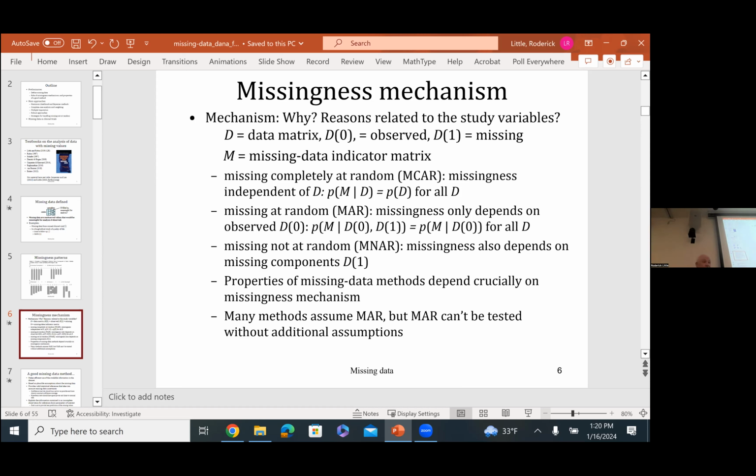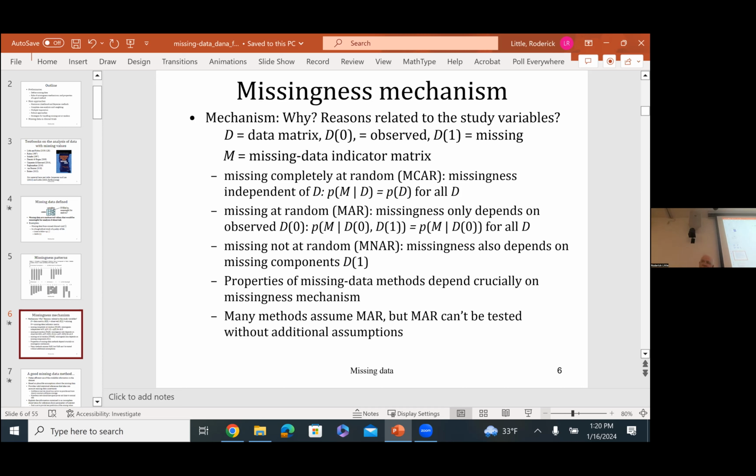So if you have age, or treatment assignment, or gender, and those variables are observed, then missingness is allowed to depend on those variables. So missingness can vary across treatment groups, for example, because that's a fully observed variable. But it can't depend on, say, the outcome, because that might be missing for the cases that are missing. And then you have missing not at random, where missingness also depends on things that are missing. That's the most difficult thing to deal with. I'll talk about methods for handling missing not at random later.